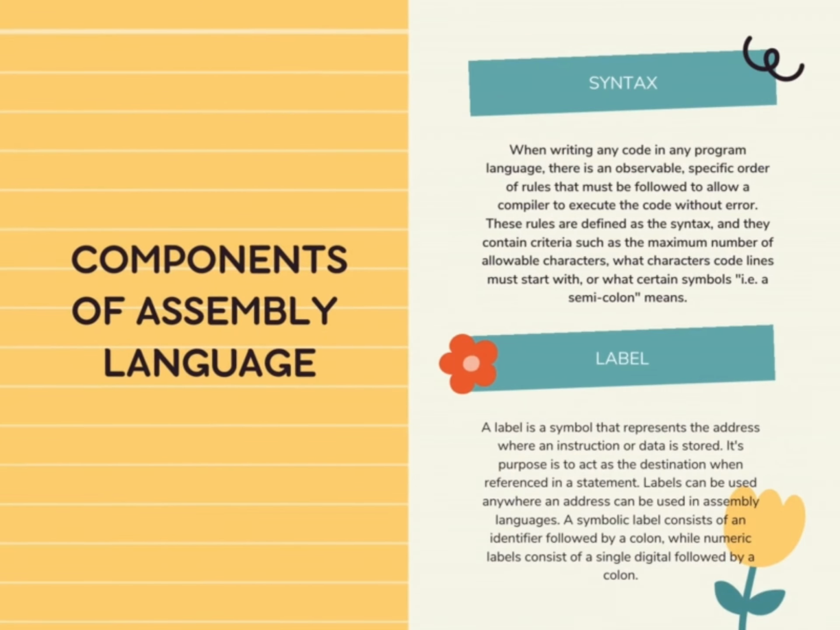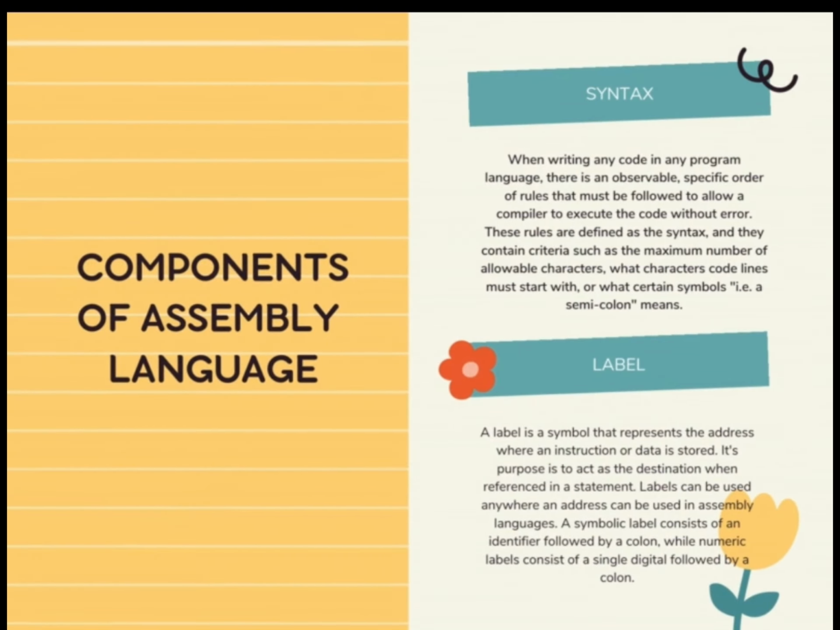Components of assembly language. The first component of assembly language is syntax. When writing code in any programming language, there is an observable, specific order of rules that must be followed to allow a compiler to execute the code without error. These rules are defined as a syntax and they contain criteria such as the maximum number of allowable characters, what character codes lines must start with, or what certain symbols mean.